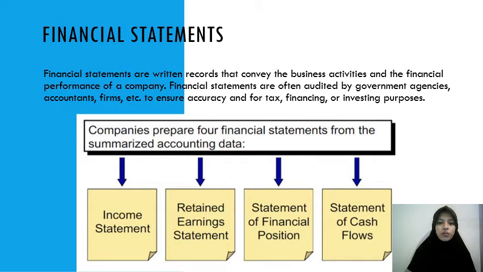Financial statements are written records that convey the business activity and the financial performance of a company. Financial statements are often audited by government agencies, accounting firms, and etc. to ensure accuracy and for tax, financing, or investing purposes. Companies prepare four financial statements for the summarized accounting data: income statement, retained earnings statement, statement of financial position, and statement of cash flow.